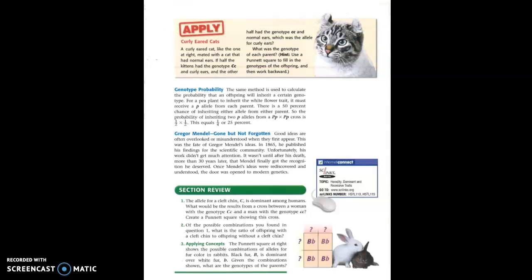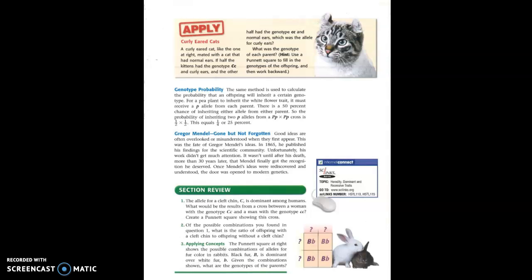Genotype probability. The same method is used to calculate the probability that an offspring will inherit a certain genotype. For a pea plant to inherit the white flower trait, it must receive a little p allele from each parent. There is a 50% chance of inheriting either allele from either parent, so the probability of inheriting 2 little p alleles from a big P little p by big P little p cross is 1/2 times 1/2. This equals 1/4 or 25%.